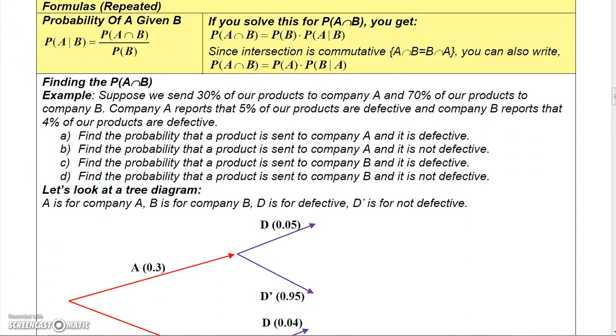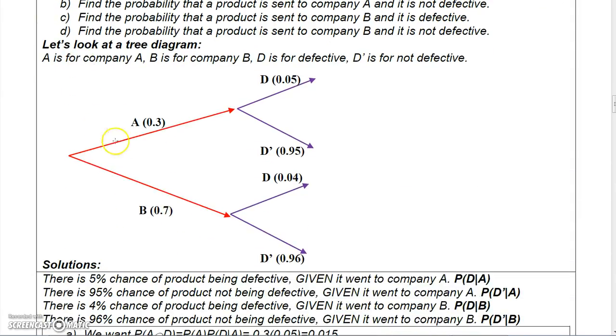Okay, let me show you how we can find the probability of an intersection using a probability tree. Let's say we send 30% of our products to company A and 70% of our products to company B. So here's company A, 30%, 0.3, and company B, 70%. So the probability that we send them to A is 0.3, the probability we send them to B is 0.7.